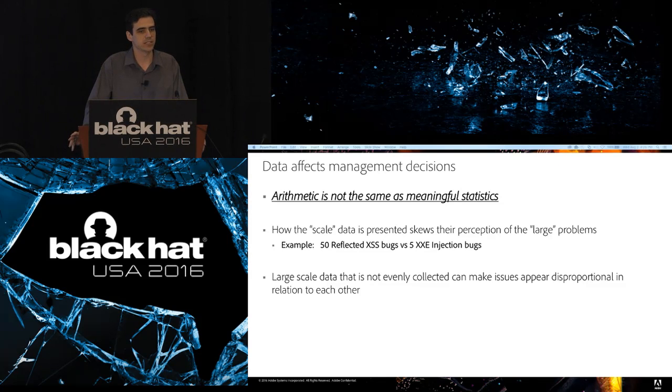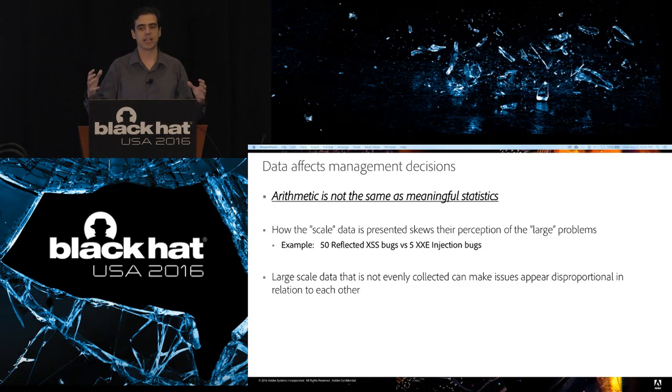So, for instance, let's say you do a web app pen test, and you have 50 reflected cross-site scripting bugs, and you've got 5 XXE injections, right? 50 is the bigger number. You ran it at scale, and you got a bigger number, and so that appears to be the bigger problem because there's more of those. But depending on your environment, those 5 XXEs, which can give you command line injection on the OS, may be the thing you're actually more concerned about, even though the number is smaller.